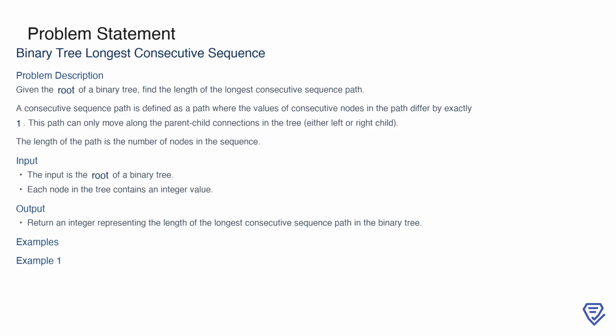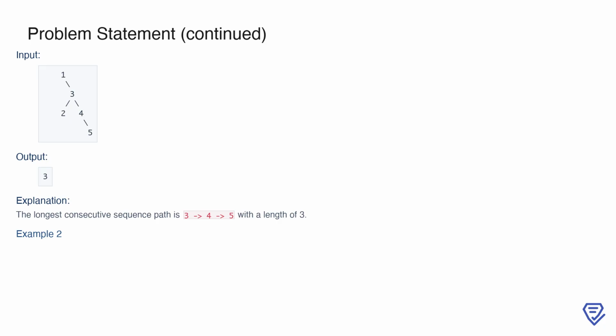For input, we are given the root of a binary tree, where each node contains an integer value. The output will be an integer representing the length of the longest consecutive sequence path found in the tree. To understand this problem better, let's look at an example.